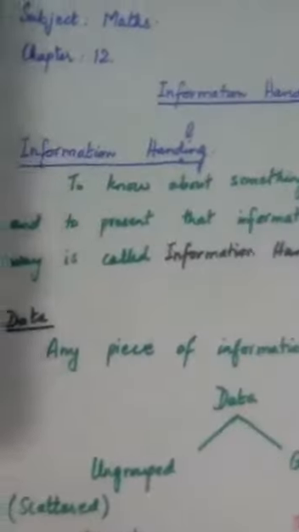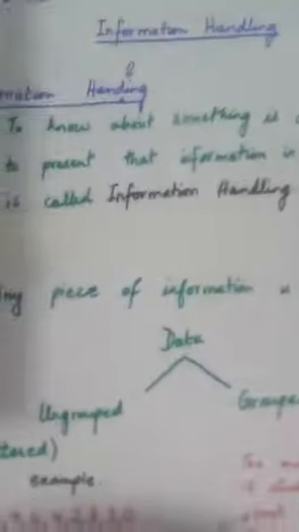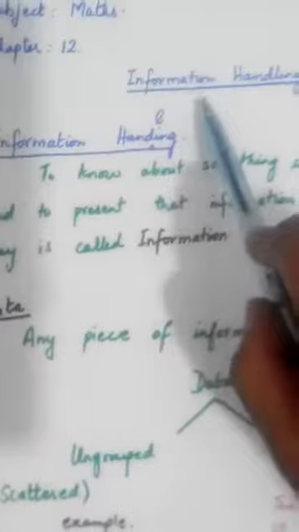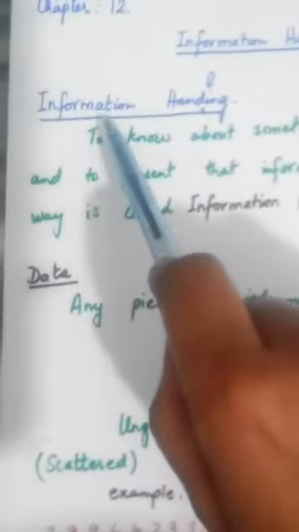In this video, I will discuss chapter number 12, Information Handling with you, that is on page 189 and 190 in the book. Here, before we start the exercises, we will discuss some terms related to information handling. So, we will come to the definition of information handling that says, to know about something is called information, and to present that information in a manageable way is called information handling.